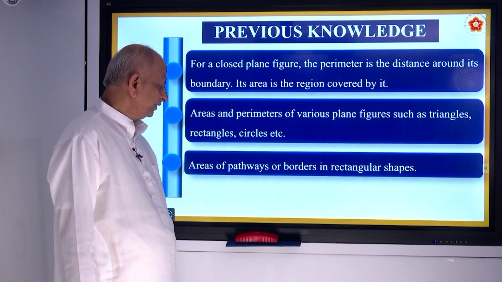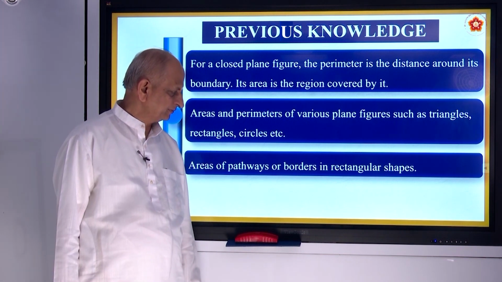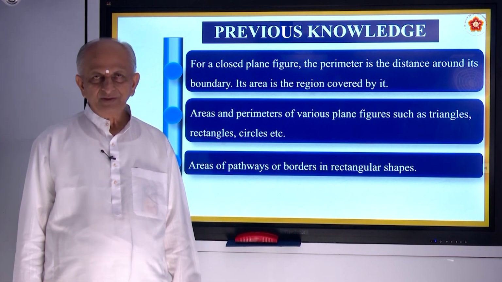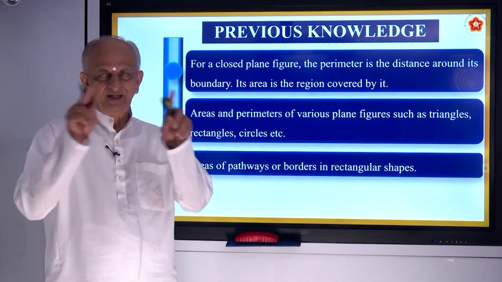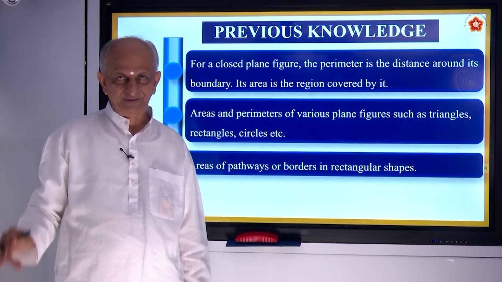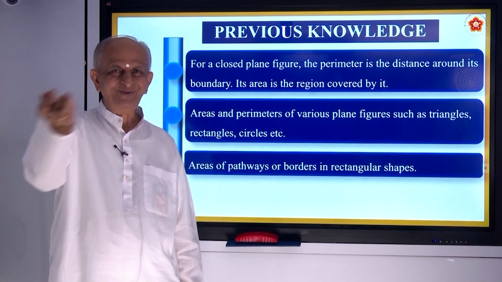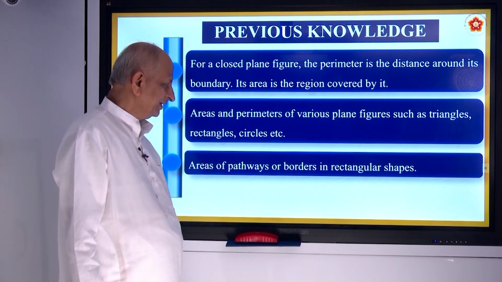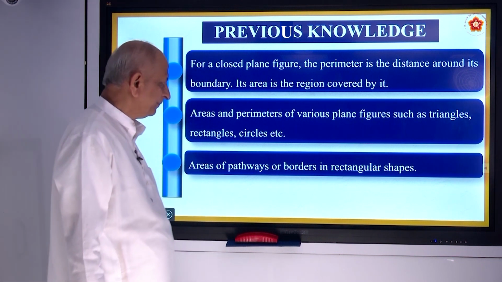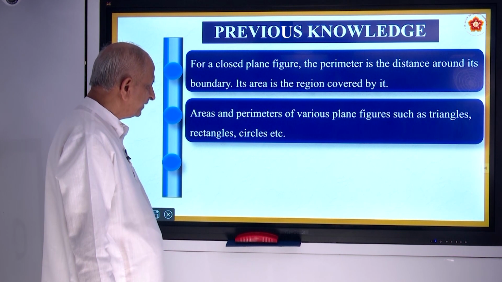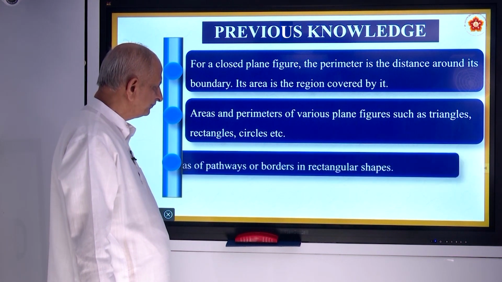And also about area of pathways or borders in rectangular shapes. You have seen about the rectangle, and all around that rectangle there will be pathways, correct? And also sometimes they grow grass and all, and that area you will be knowing. You already studied about that. So that is all what you have studied in the previous class, correct?